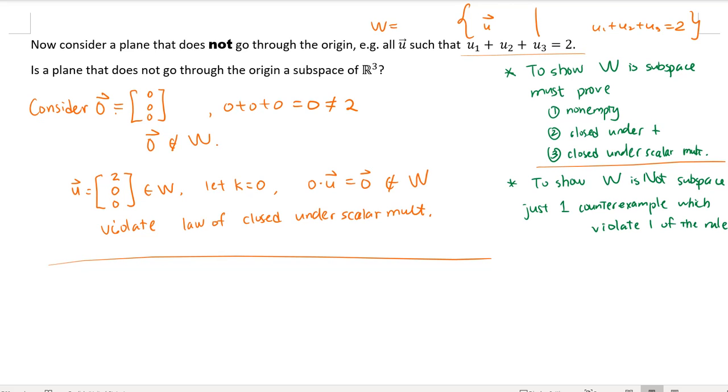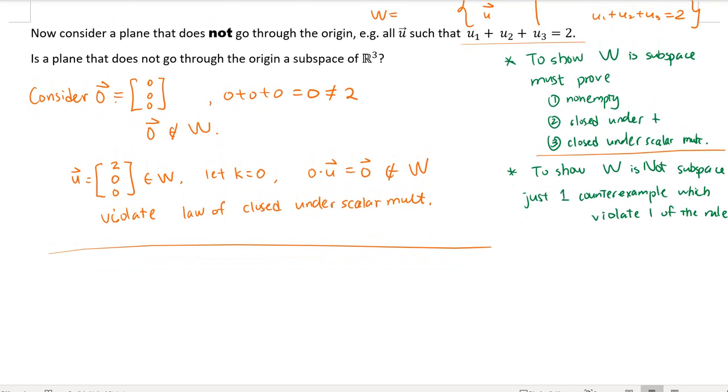Okay, but I want to show you another example. We can also try to show it violates the law of closure under addition. So we can consider, 2, 0, 0 is one vector, right? We can say this is U. 2, 0, 0 is in W. And let's do one more. How about 1, 1, 0? You can try different vectors, 1, 1, 0 or 1, 0, 1, or 0, 0, 2. It does not matter. Lots of vectors you can show. Okay, this is also in W. But then what is U plus V?